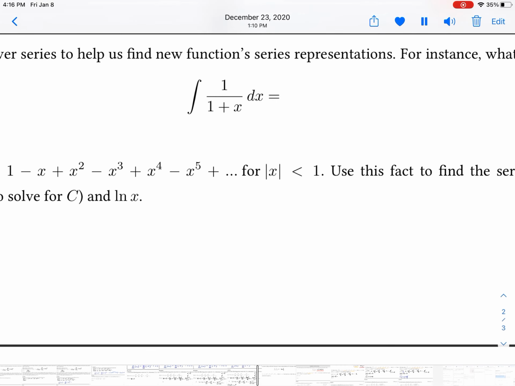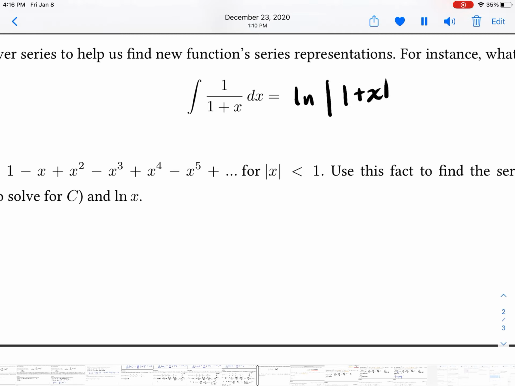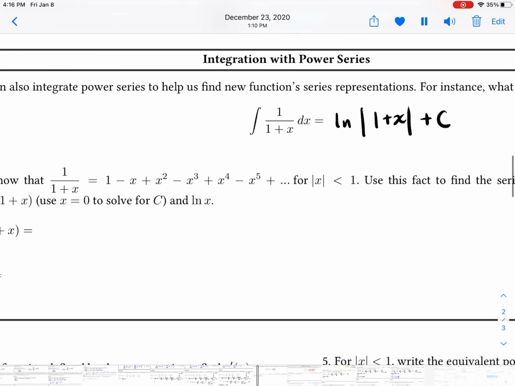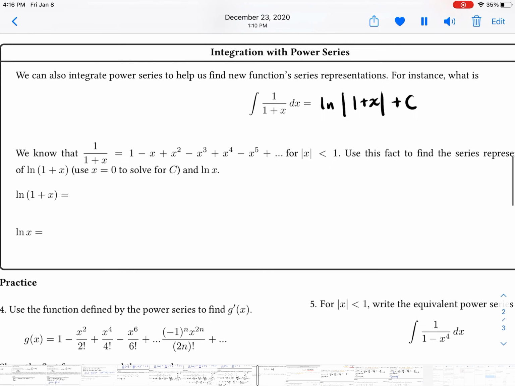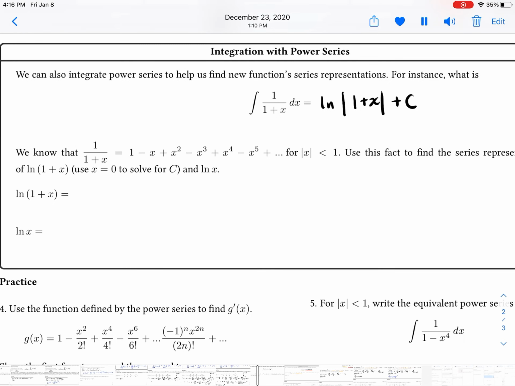The integral of 1 over 1 plus x dx. Well, this isn't too bad. That's simply the natural log of the absolute value of 1 plus x plus some constant c. Well, what does the series for 1 over 1 plus x look like? We did that a little bit earlier, so it looks just like that: 1 minus x plus x squared and so on. And we know that this function is exactly equal to this series when the absolute value of x is less than 1.